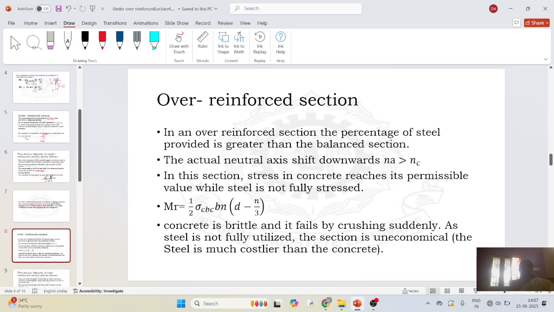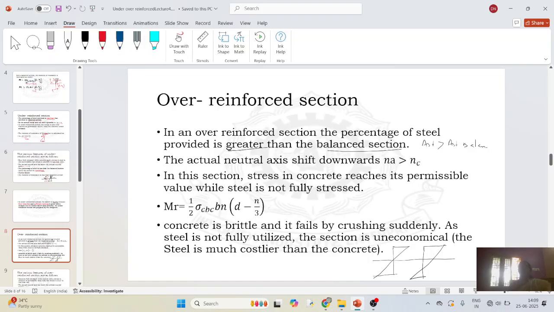The next section is the over reinforced section. In an over reinforced section, the percentage of steel provided is greater than the balanced section. So the Ast is greater than the Ast for the balanced section. So in this case, the actual neutral axis shifts downwards.